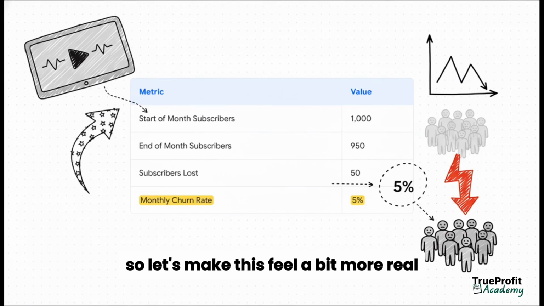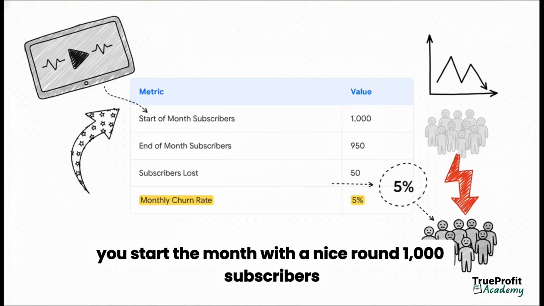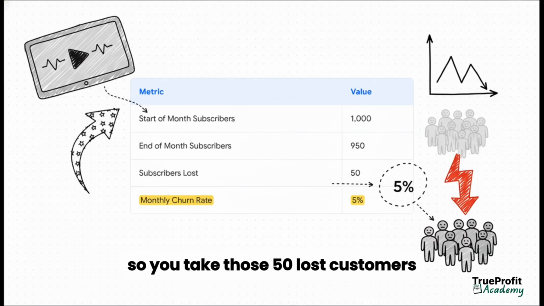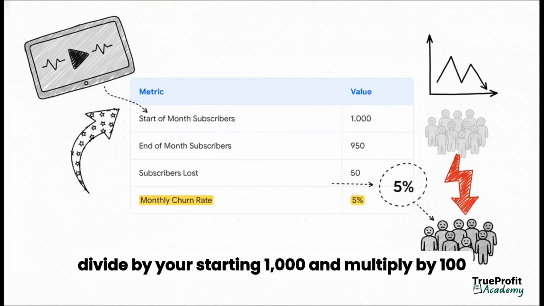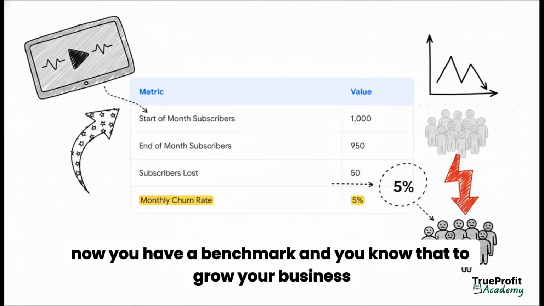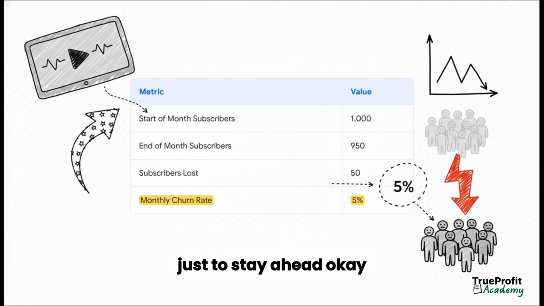So let's make this feel a bit more real. Imagine you're running, say, a streaming service. You start the month with a nice round 1,000 subscribers. But by the end of the month, 50 of them have canceled their subscriptions. So you take those 50 lost customers, divide by your starting 1,000, and multiply by 100. Boom! Your monthly churn rate is 5%. Now you have a benchmark. And you know that to grow your business, you have to bring in more than 5% in new customers every single month just to stay ahead.